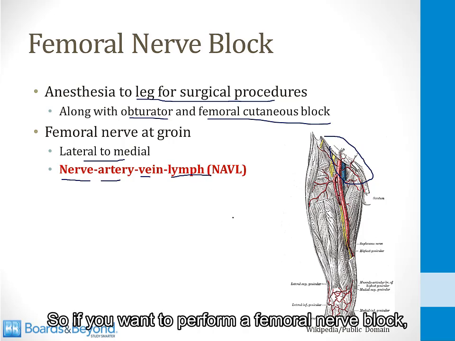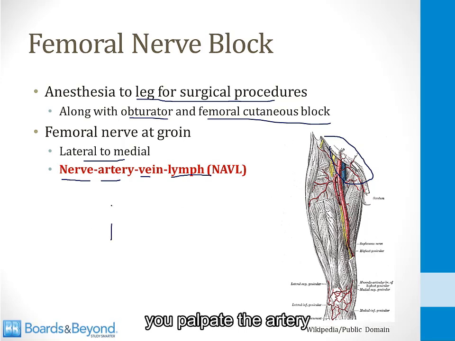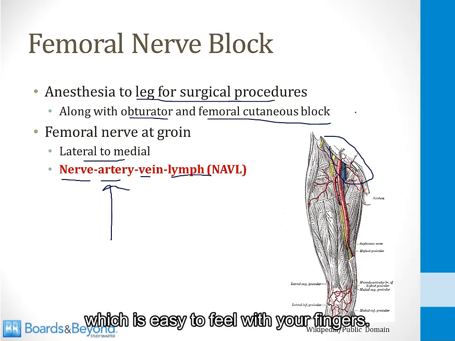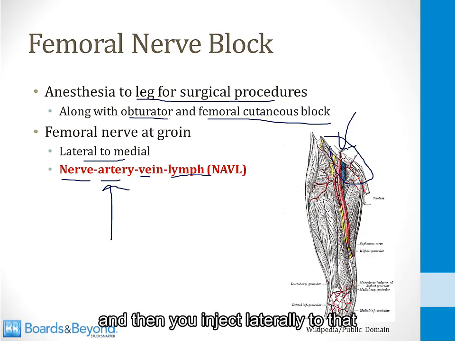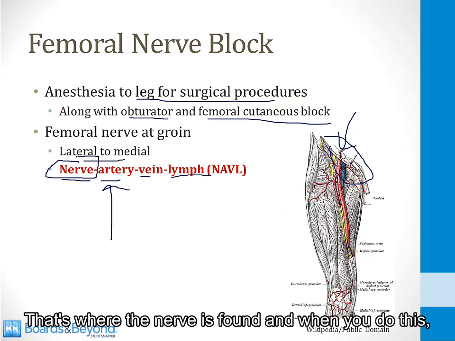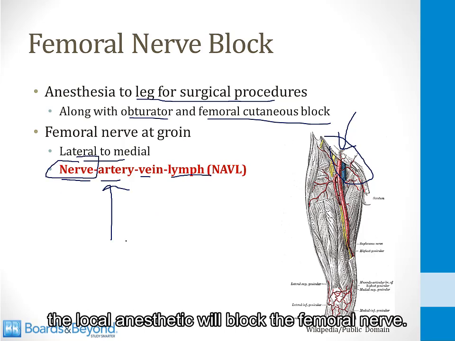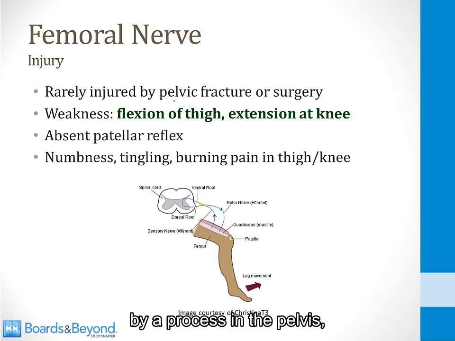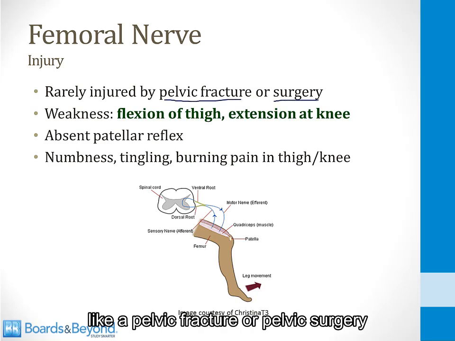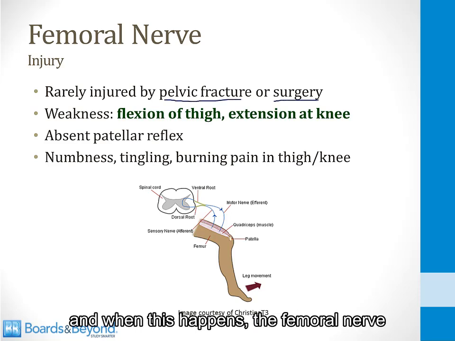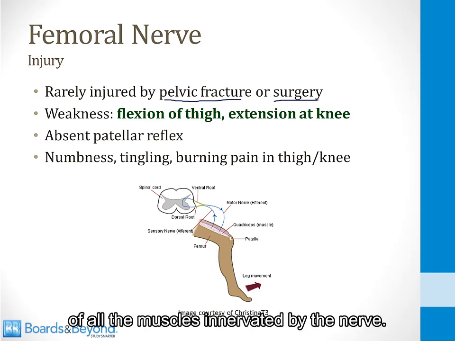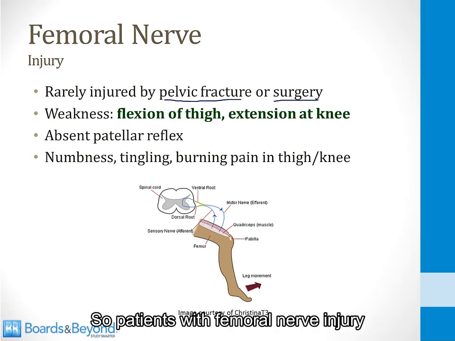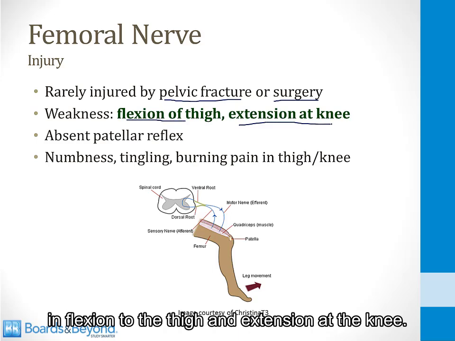So if you want to perform a femoral nerve block, you palpate the artery, which is easy to feel with your fingers. You can feel it in the groin of the patient, and then you inject laterally to that, which is on the outside. That's where the nerve is found, and when you do this, the local anesthetic will block the femoral nerve. Rarely, the femoral nerve can be injured by a process in the pelvis, like a pelvic fracture or pelvic surgery. And when this happens, the femoral nerve will be compressed and there will be weakness of all the muscles innervated by the nerve. So patients with femoral nerve injury will demonstrate weakness in flexion of the thigh and extension at the knee.